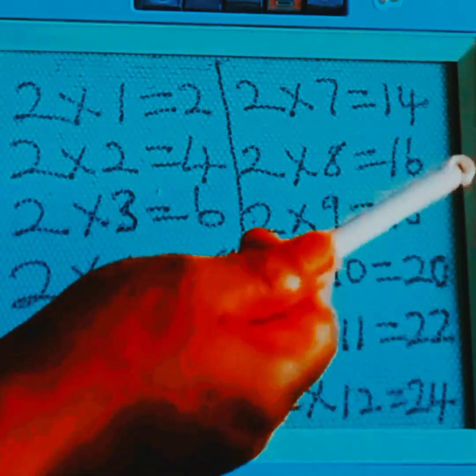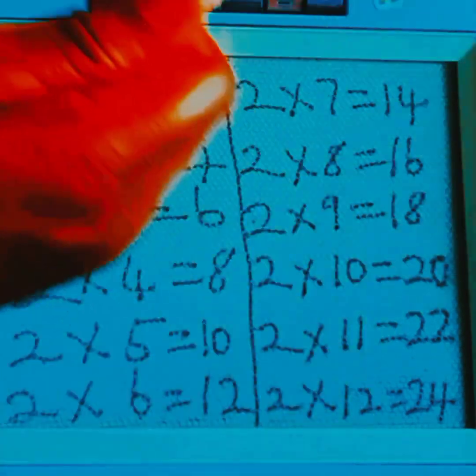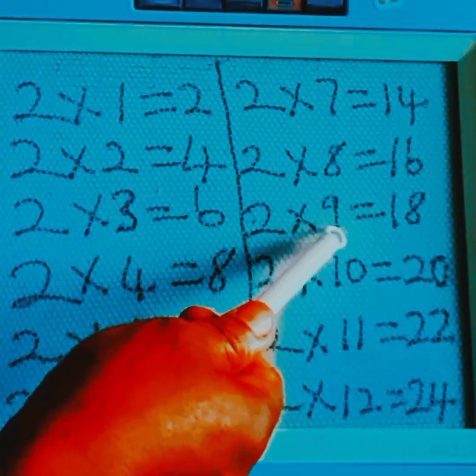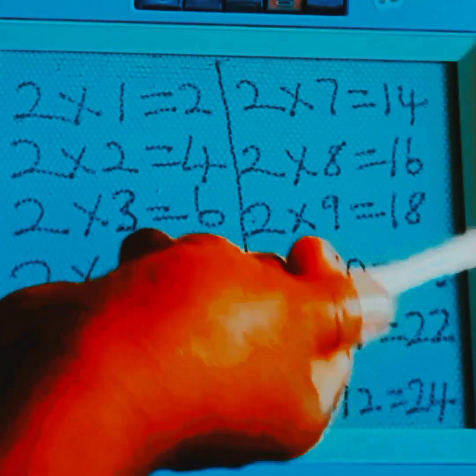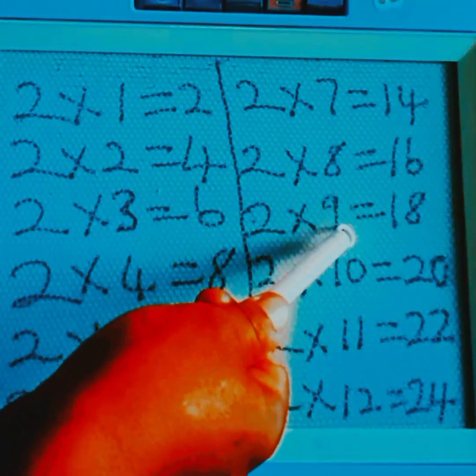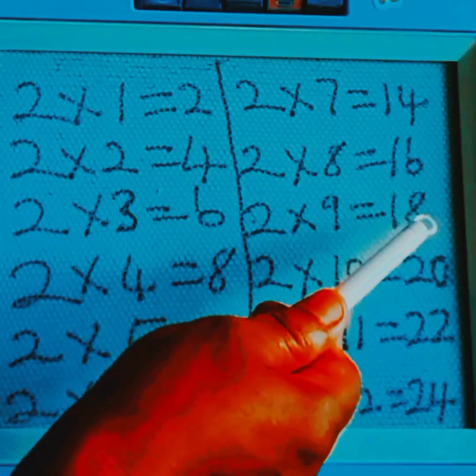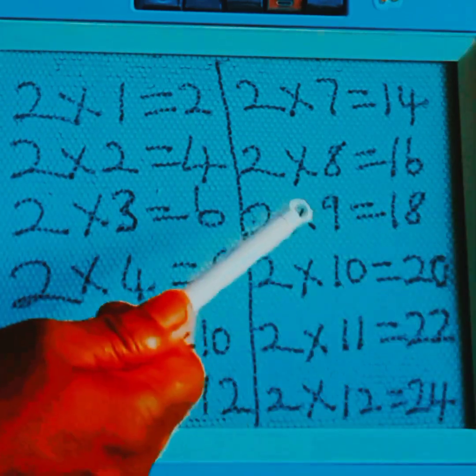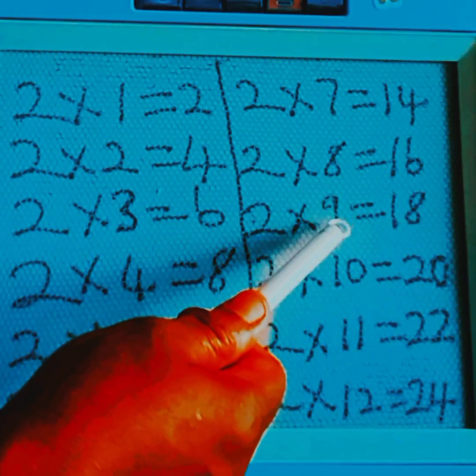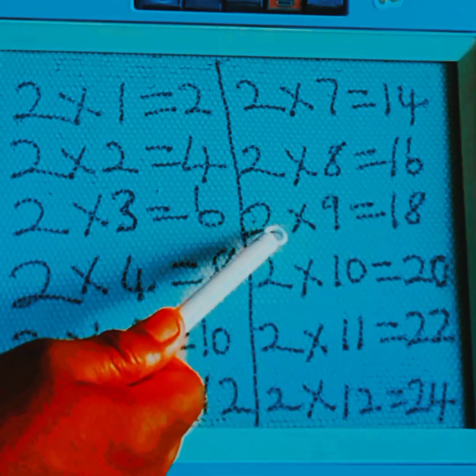If you have 18 apples and you're to share it to 9 of your friends and you're asked 18 divided by 9, what would be your answer? It will be 2. It means that if you have 18 apples and you're to share it to 9 of your friends, each of them will get 2.